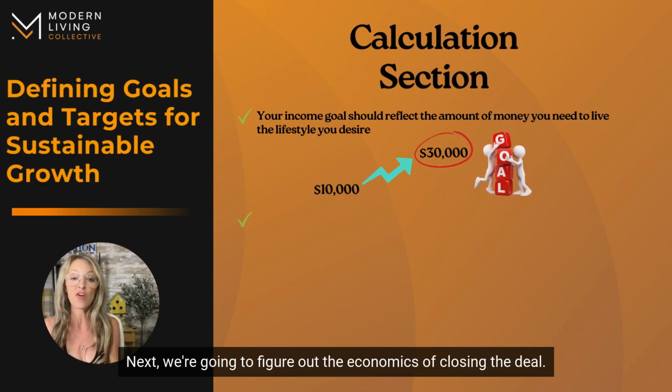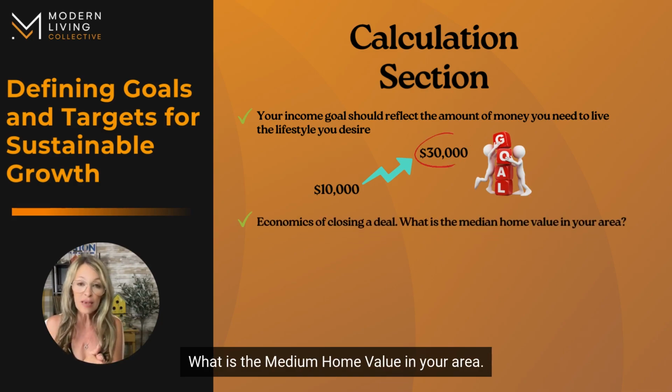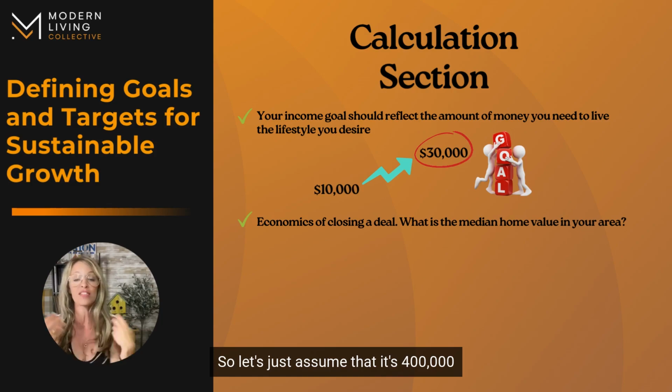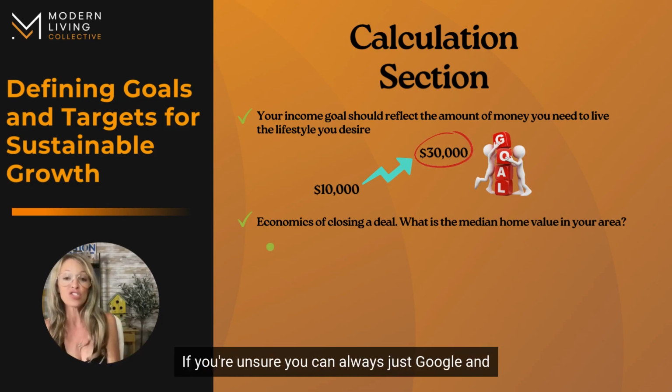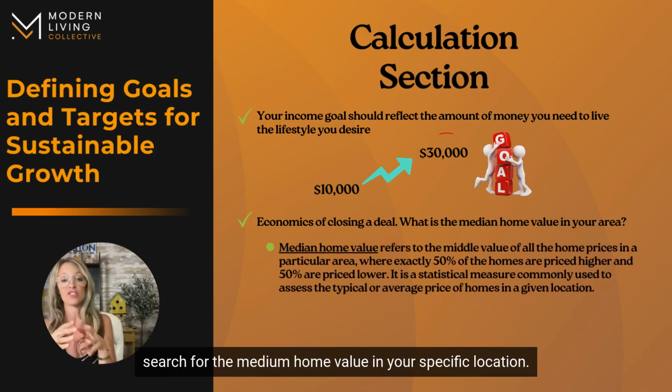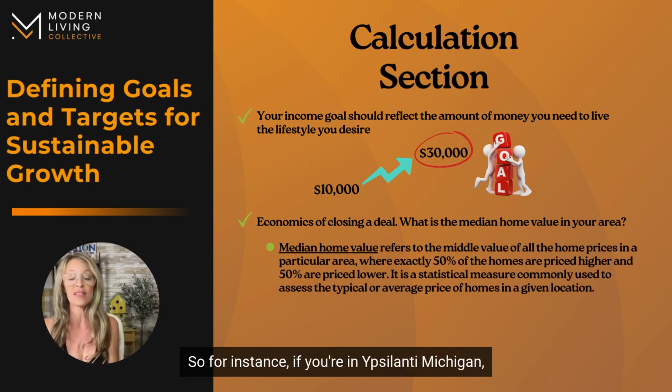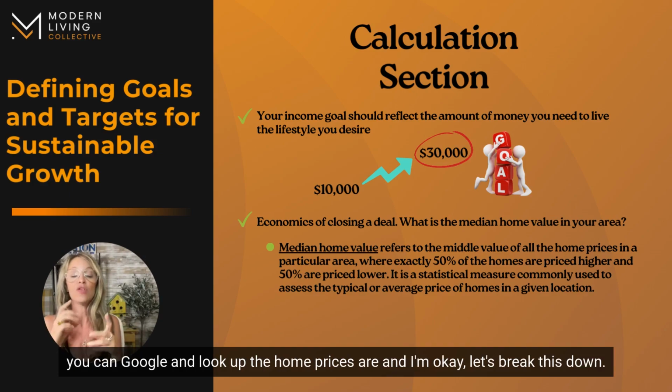Next, we're going to figure out the economics of closing the deal. What is the median home value in your area? So let's just assume that it's $400,000. If you're unsure, you can always just Google and search for the median home value in your specific location. So for instance, if you're in Ypsilanti, Michigan, you can Google and look up the home prices there.